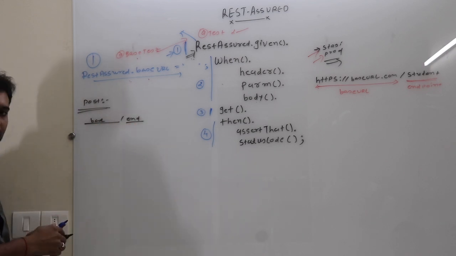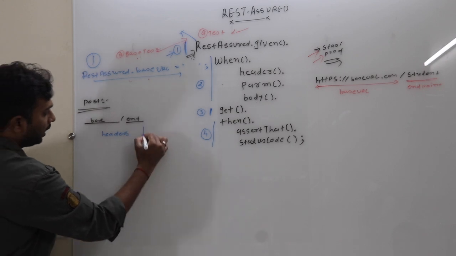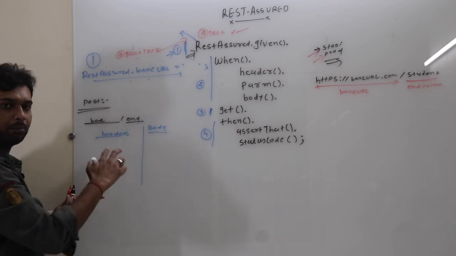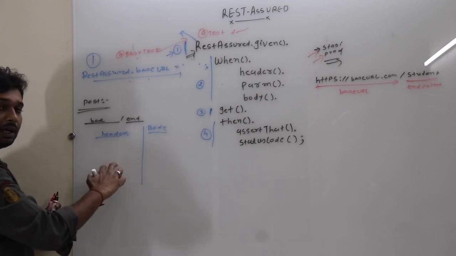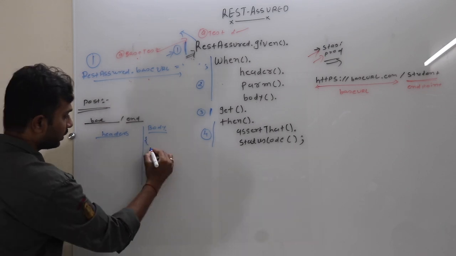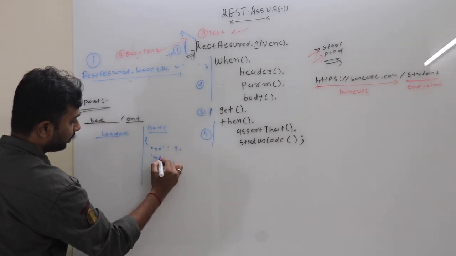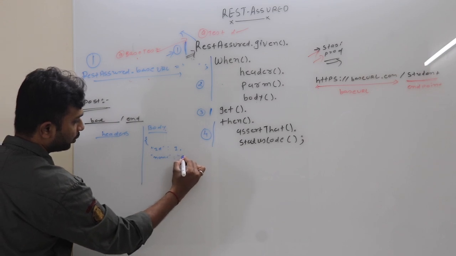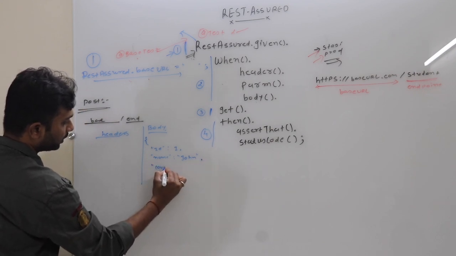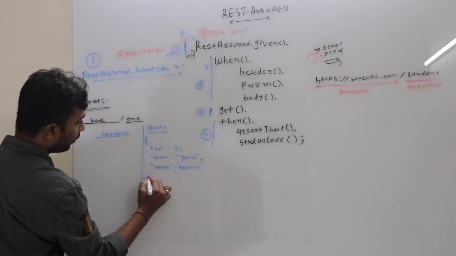Along with this, for a post API we are mostly passing two things. One is headers and another is body. In headers and in body we are passing key and value pairs. Let's say we are creating a student. In the body we need to pass the student data. Let's say id is 1, then name, let's say John, then course, let's say testing. This will be my body for the post API.